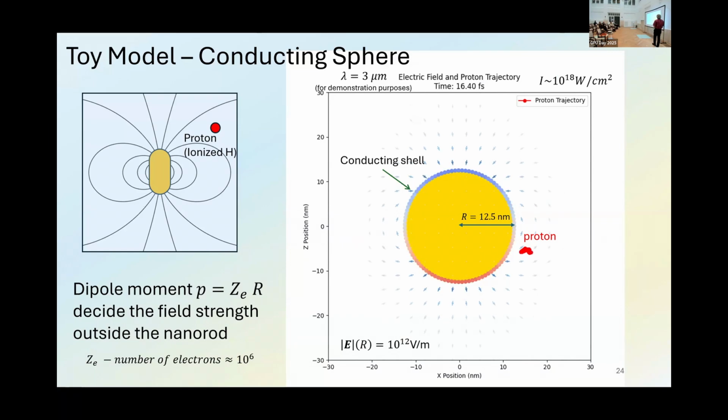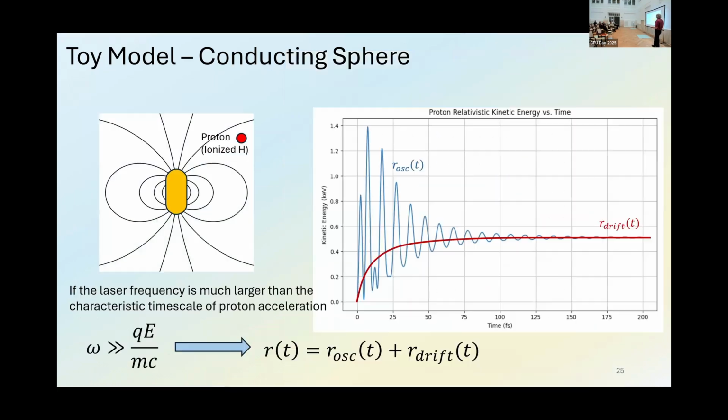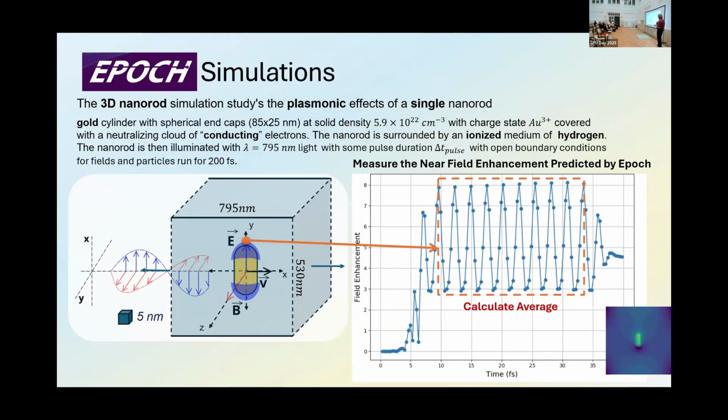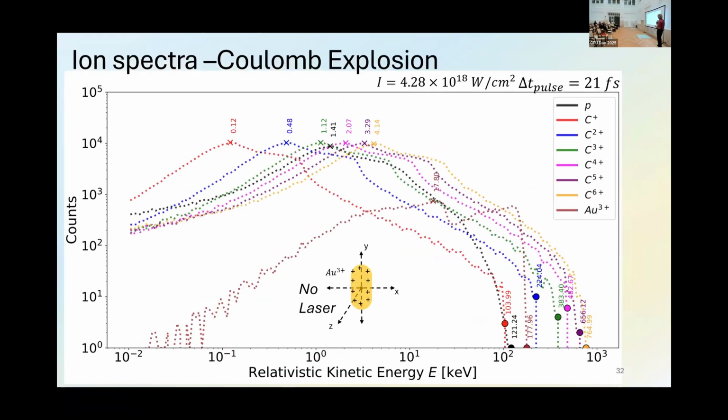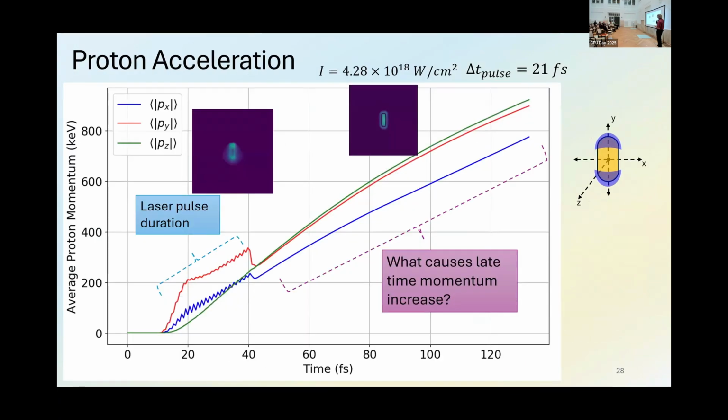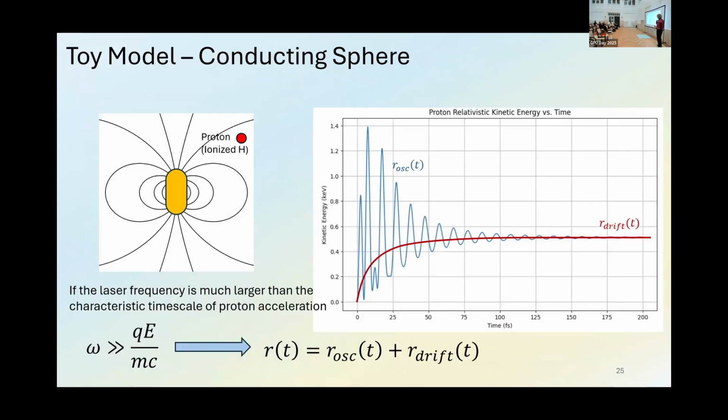So just to give you an idea of what the ponderomotive force looks like, when you have an oscillating charge density across this spherical conductor as a toy model, the proton will oscillate up and down in the field, but overall it will drift towards areas of lower gradients. So if we look at the kinetic energy here, we have an oscillating kinetic energy of the proton as a function of time as it moves with the laser. But overall, the proton drifts to areas of lower gradient at large time. So we have this oscillatory position plus a drift motion.